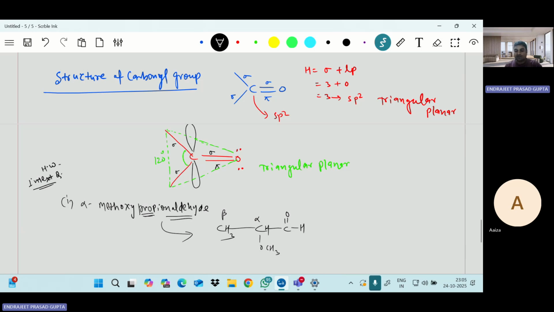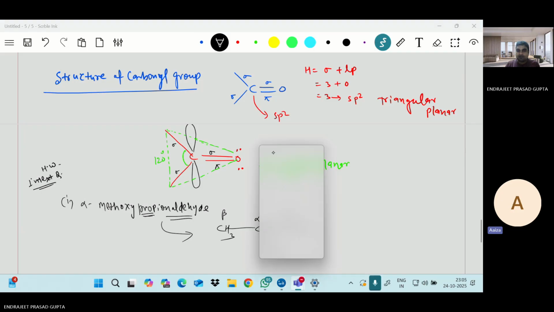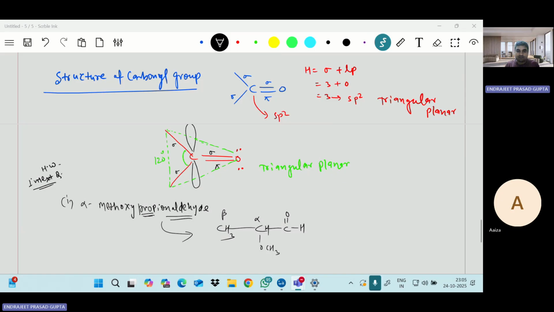Any confusion? Sir, alpha means the carbon which is next to the substituent group or functional group. Yes.